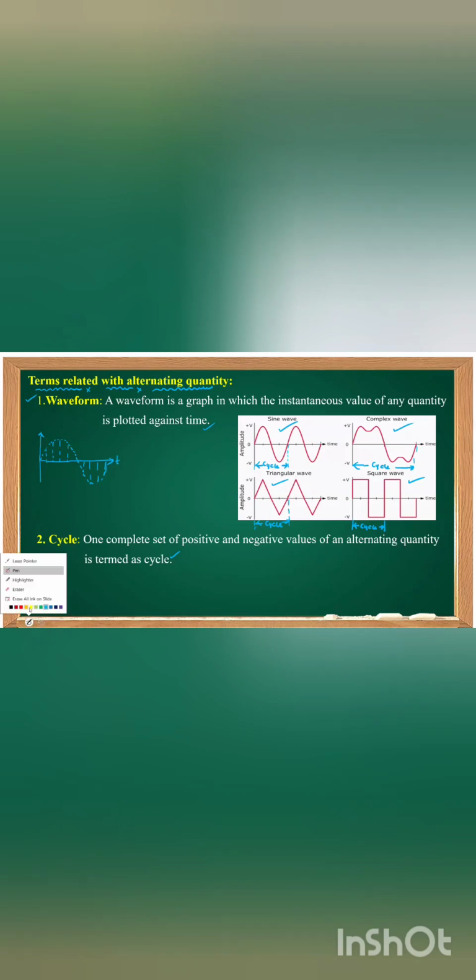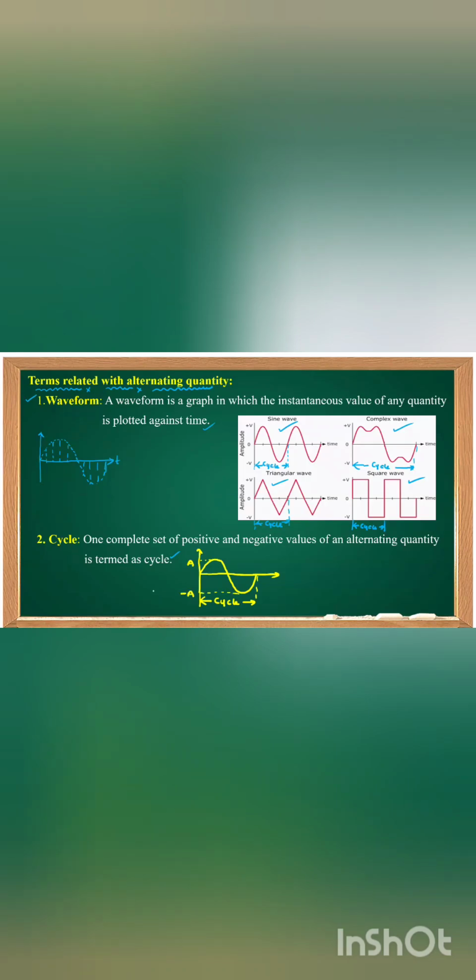To take the sine wave, this is drawn with respect to time. This is called one cycle. This is called cycle. See, for example, this is A and this is minus A.